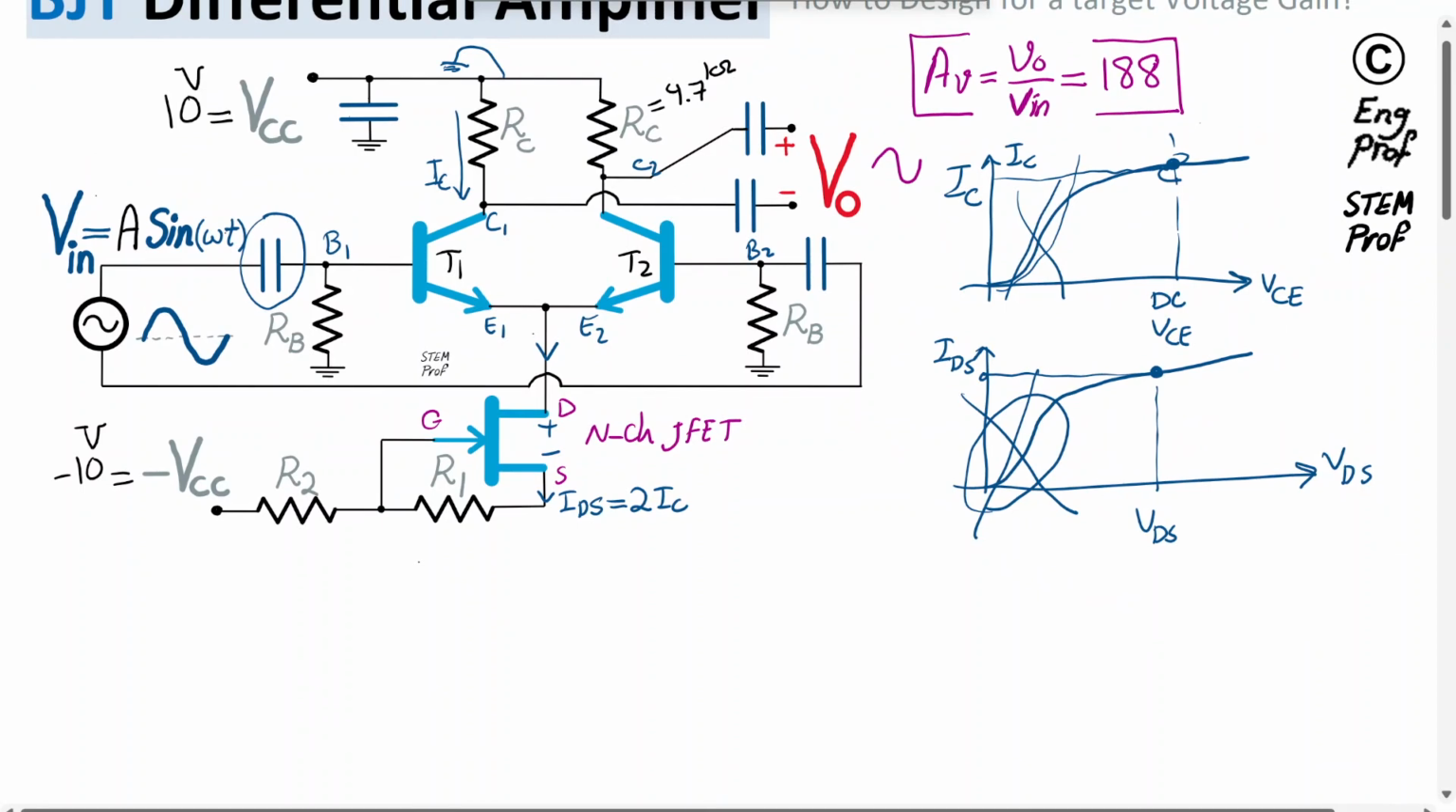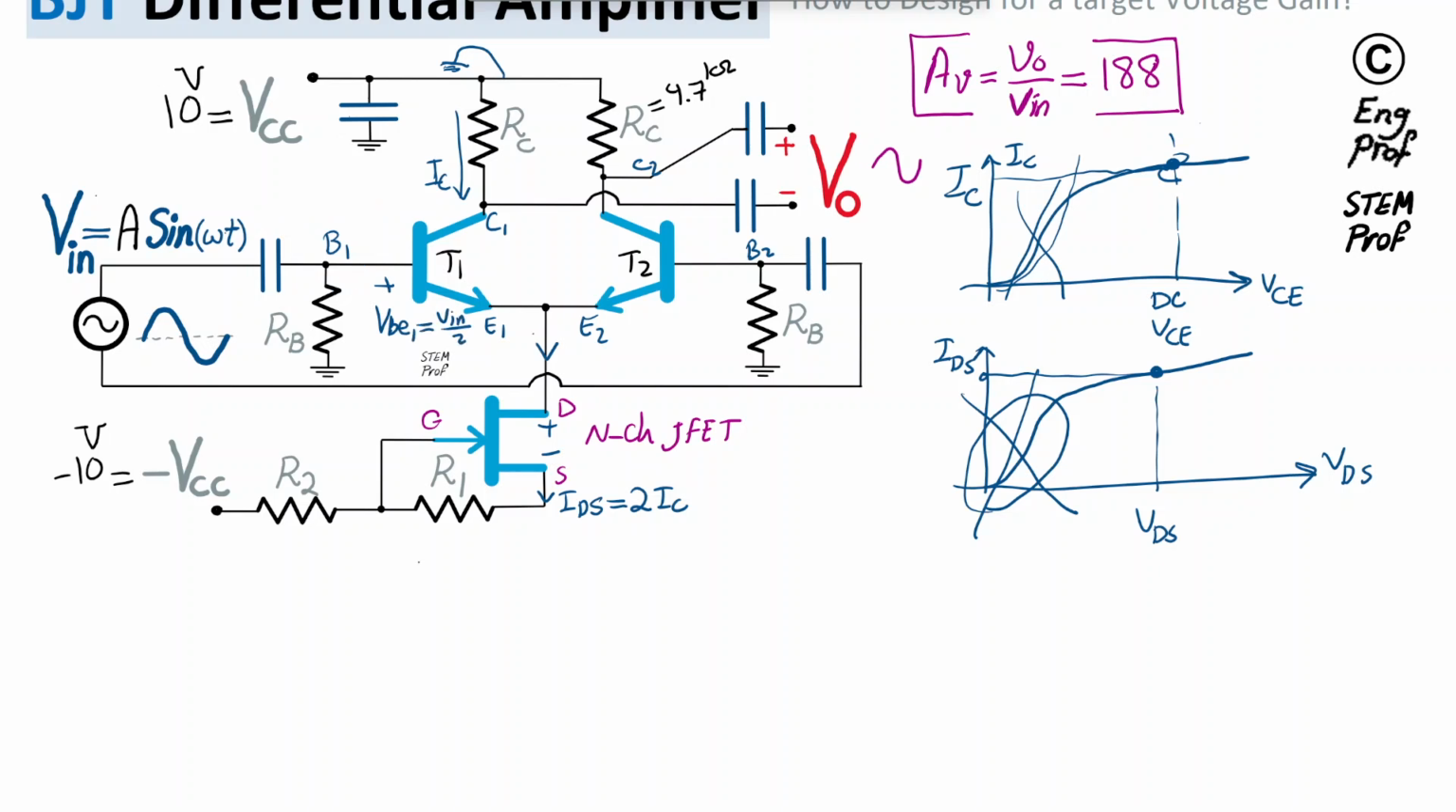When the sinusoidal input AC signal is applied, a small signal, what happens is, because of mirror symmetry of these two matched bipolar junction transistors, half of Vin appears between base 1 and emitter 1. So basically VBE1 equals Vin divided by 2 with this polarity. And half of the rest of the Vin appears with this polarity.